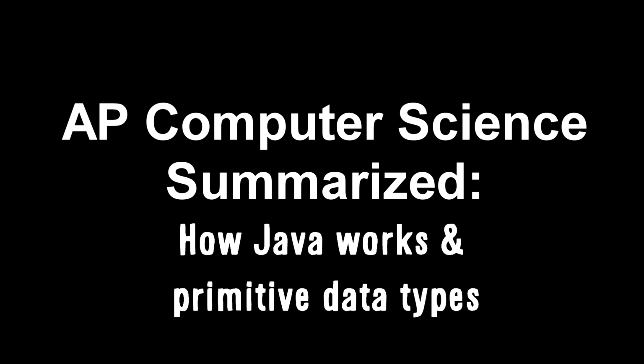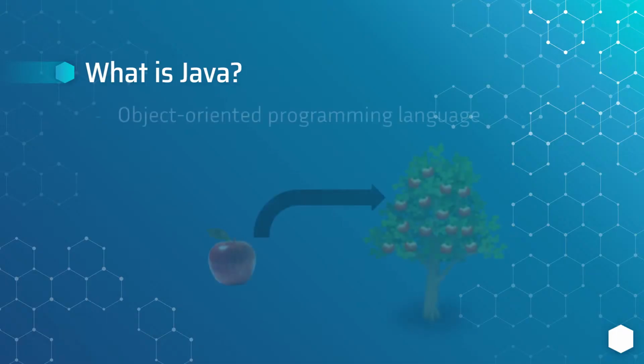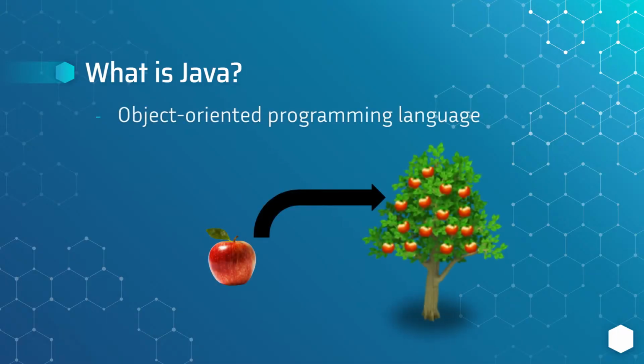In this video, we will tackle the basics of Java as well as some important vocabulary. What is Java? Java is an object-oriented programming language, meaning that coding with Java primarily relies on the manipulation of data storage and objects, which we'll go more in depth into later.